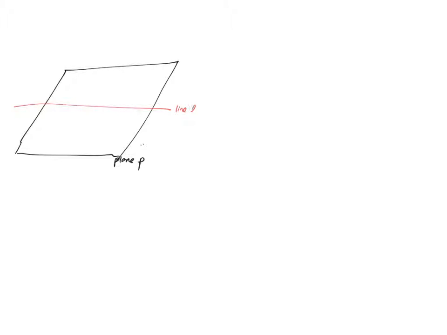Okay, there are three types of relationship between a line and a plane. For the first one, like I said earlier, it's possible that the line L would lie on the plane. If you imagine that you have a plane, and this is exactly the plane P, the line L actually lies on the plane.